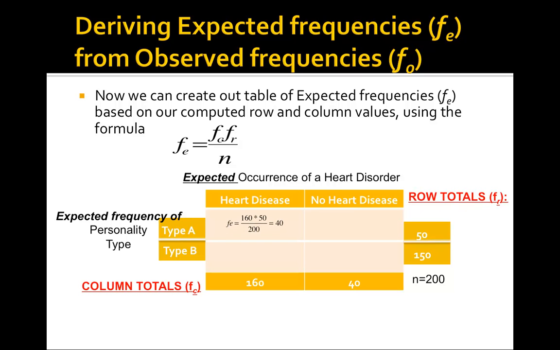We get our heart disease for type A, calculated from 160 times 50 over n, which is 200. We do that for the other categories, the other cells, as well. Get the values there: 40, 10, 120, and 30. These are the values we should get if the data comes out just using the row and column totals that were given.